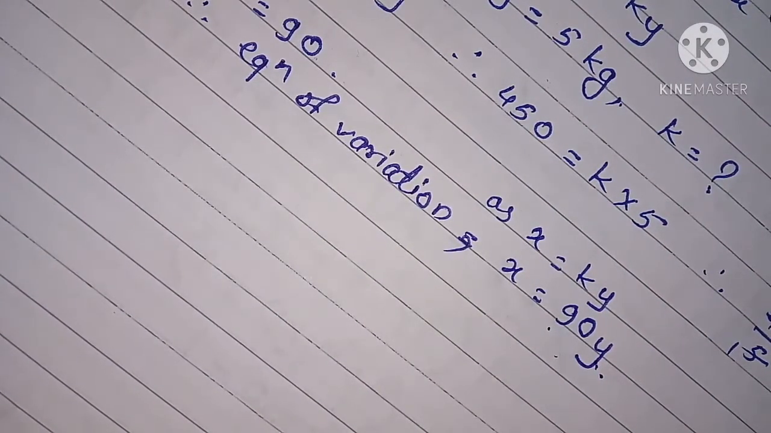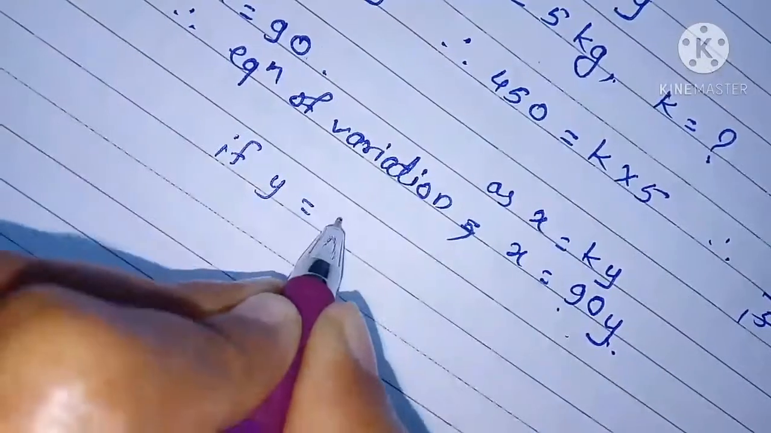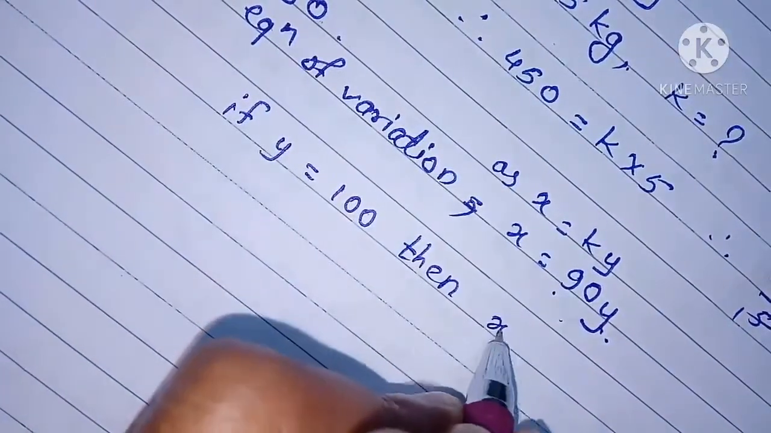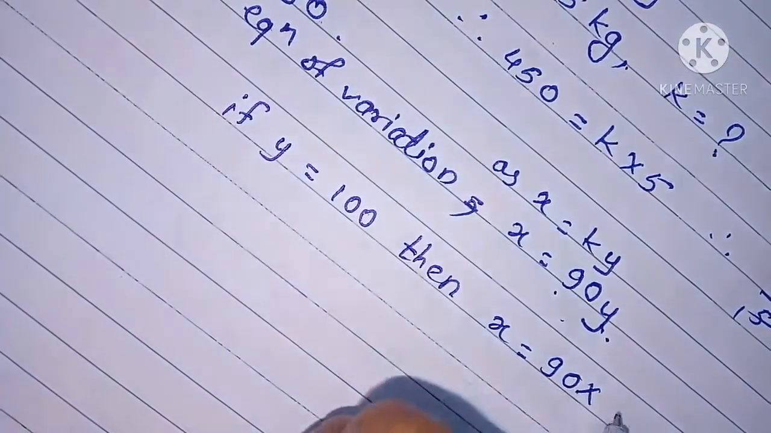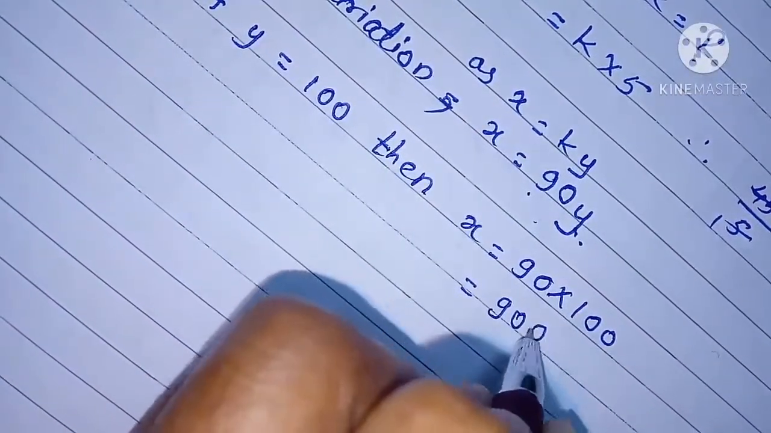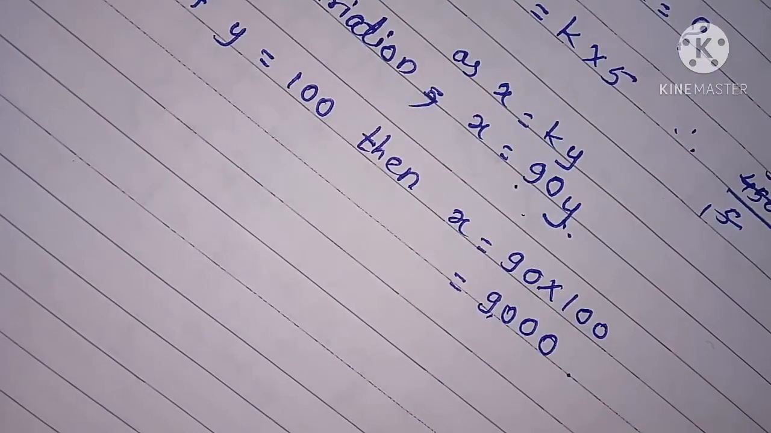Now if y is equal to 100, here 100 kilogram is given. Finding the cost of 1 quintal. 1 quintal means 100 kilogram. So if y is equal to 100, then x is equal to 90 into 100. That is equal to 9,000.